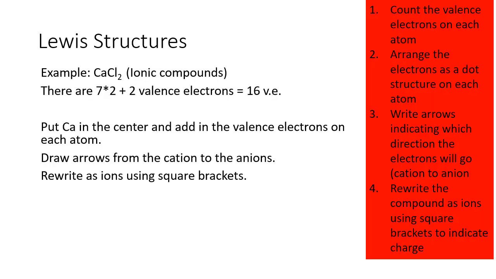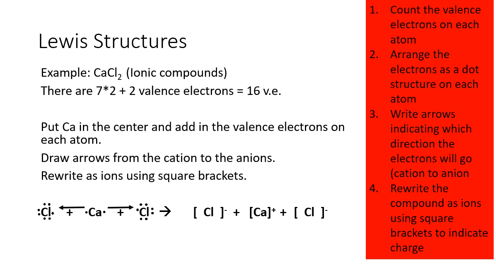Let's try another one. Okay, so let's do calcium chloride. There are 7 valence electrons on chlorine. There's 2 of them, plus the 2 that you would get from calcium gives you a total of 16 valence electrons. So we put calcium in the center and add the valence electrons on each atom. Okay. We're going to draw arrows to indicate that we're going from cation to anion, and we're going to take 1 electron for each chlorine, so that we end up with 8 around the chlorine. Then we're going to rewrite things with square brackets, and we're done.